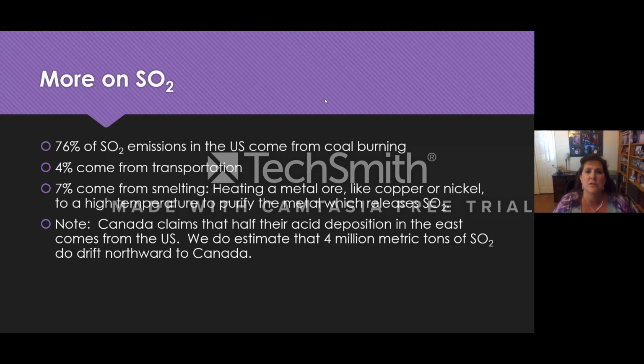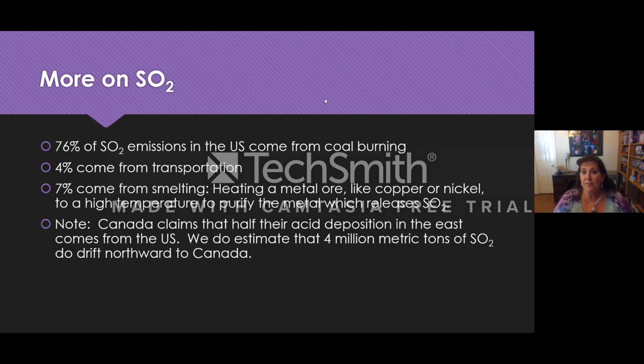76% of SO2 emissions in the U.S. come from burning coal. 4% come from transportation, so cars, not a big contributor. 7% comes from smelting. What is that? That's when you heat a metal ore like copper or nickel to a high temperature to purify it, and then it releases some extra atoms in the copper ore, like SO2.